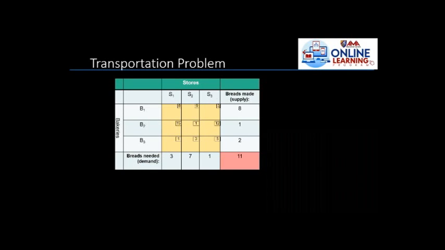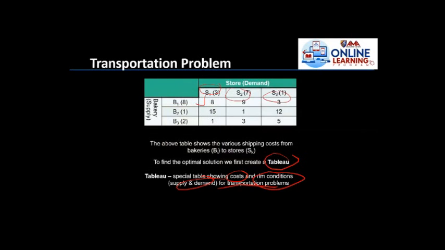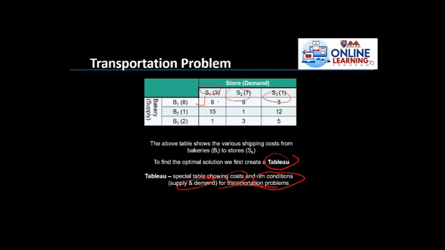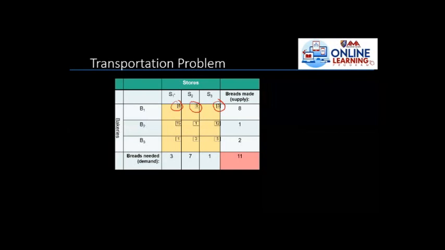Okay. So isa-isay natin yung ibang parts na hindi nabanggit. Now, ito naka-box na numbers, ito yung shipping cost. If you remember kanina, ito, 8, 9, 3, 15. Yan yung shipping cost. So, kung si S1 order kay Bakery 1, 8. Okay?